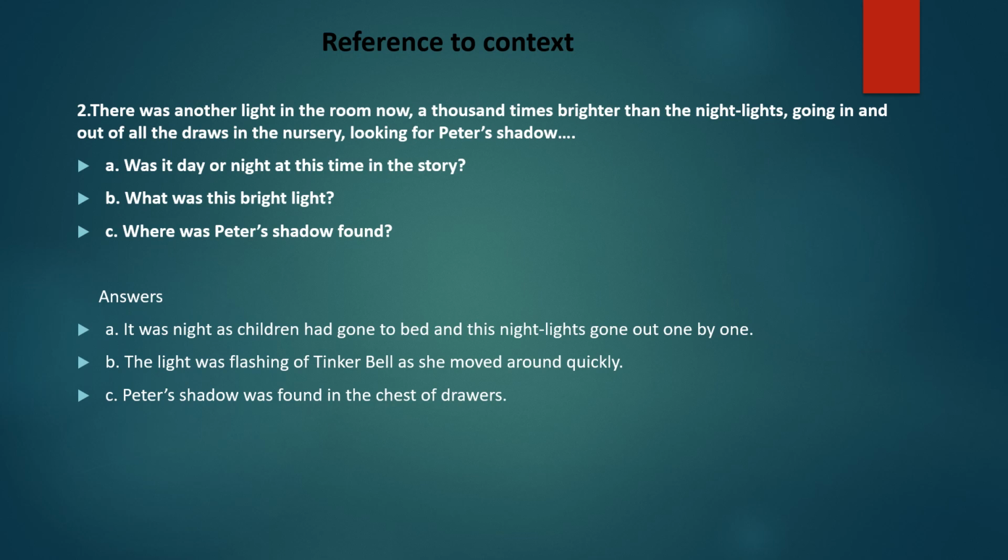So come to question number B. What was the bright light? Well, the light was the flashing of Tinker Bell as she moved around quickly. Come to question number C. Where was Peter's shadow found? Peter's shadow was found in the chest of drawers. Clear?